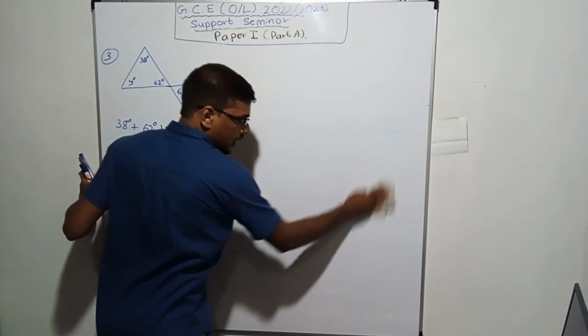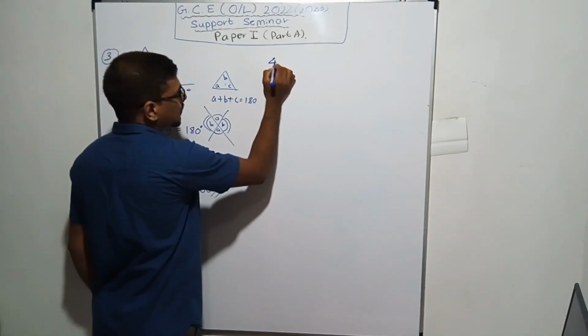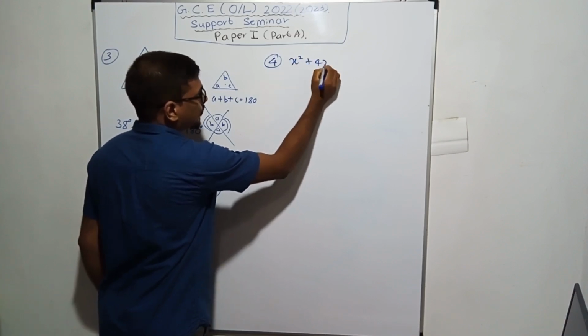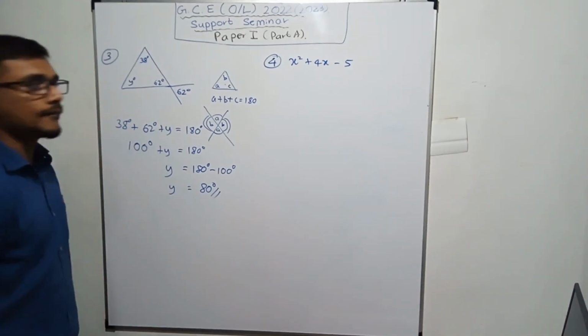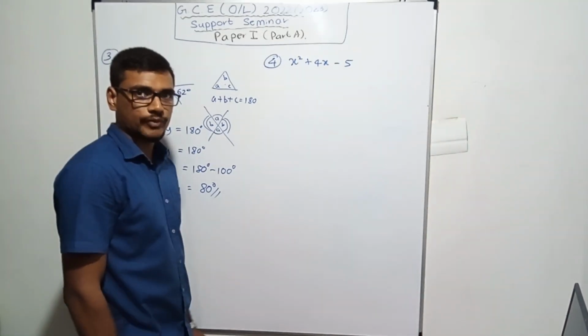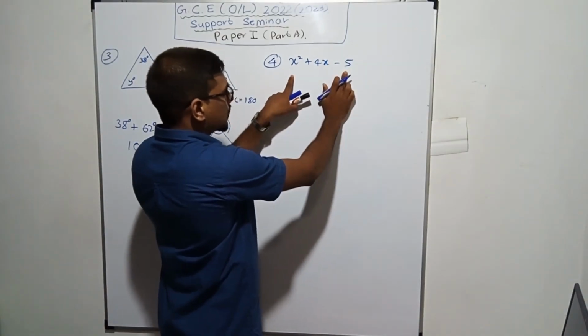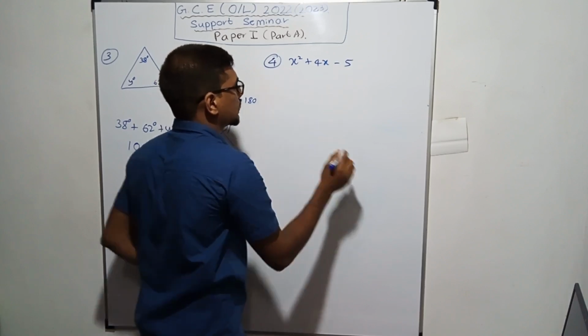Question number 4. They have given us a quadratic equation: x squared plus 4x minus 5. You have to factorize. When they give us a quadratic equation to factorize, the first thing you have to do is take the product of these two terms, the x squared term times the constant.